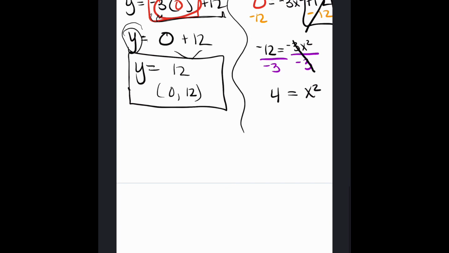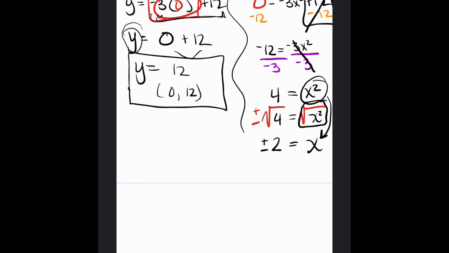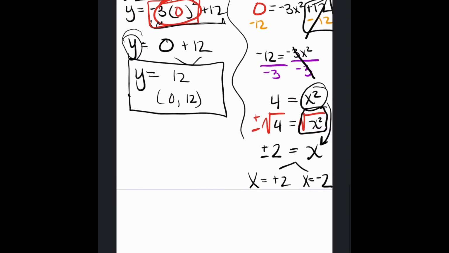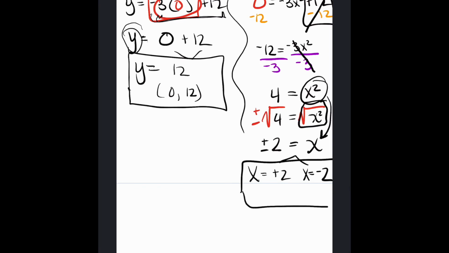Now remember, that's not the end, that's not where we stop. From here, we have to take the square root of both sides. And remember, there's always that little invisible plus or minus in front of the square root. So the square root of 4 and the square root of x squared. The square root of x squared is just x. That's why we do this step, because we want to get just x by itself. The square root of 4 is 2, plus or minus 2. So that means technically x equals positive 2 and x equals negative 2, which are the same x-intercepts from our original problem, but that's just a coincidence, where these entire points would be (2, 0) and (negative 2, 0).